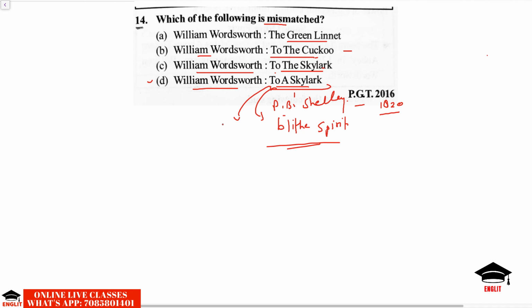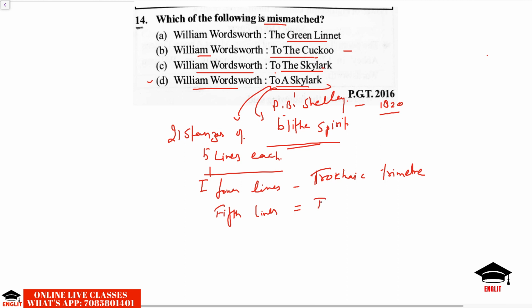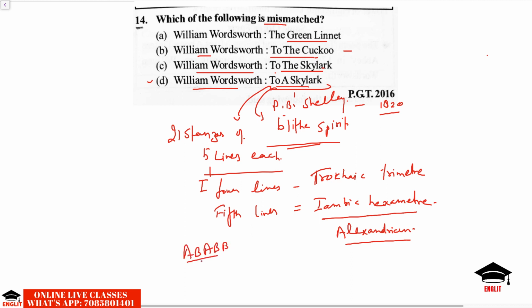It is rather a long poem. It consists of 21 stanzas of 5 lines each. Out of those 5 lines, the first 4 lines are in trochaic trimeter, and the 5th line is iambic hexameter. Iambic hexameter is also known as Alexandrian. The rhyming scheme is ABAB. Trochaic trimeter is a long syllable followed by a short syllable in the 3 feet. So it is 6-syllable lines in the pattern of long syllable followed by short syllable. And the last line, the 5th line of every stanza, is iambic hexameter.